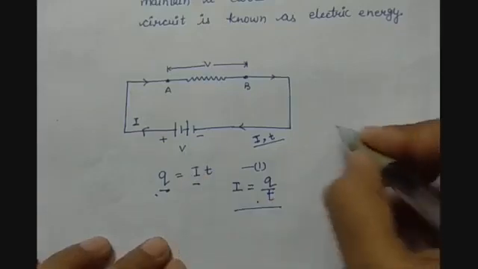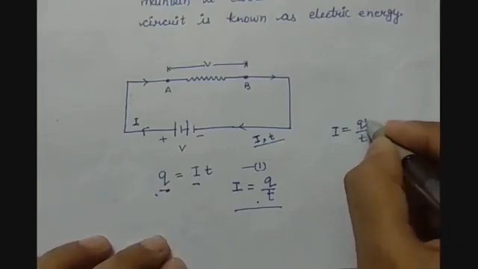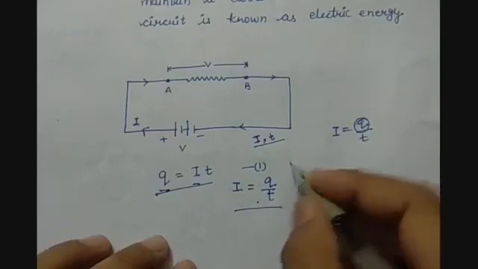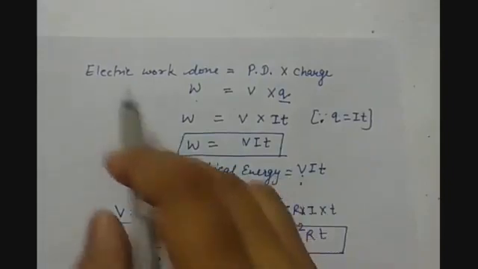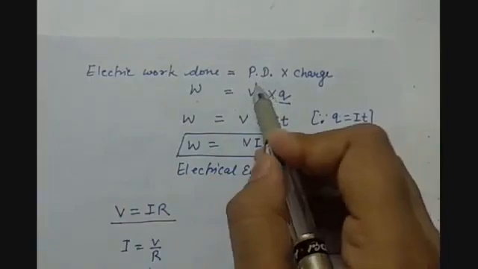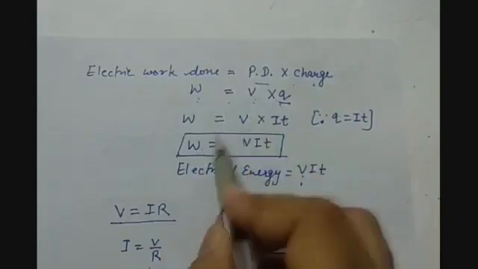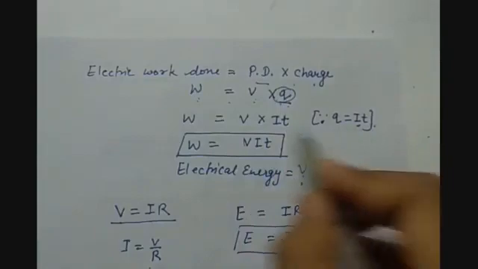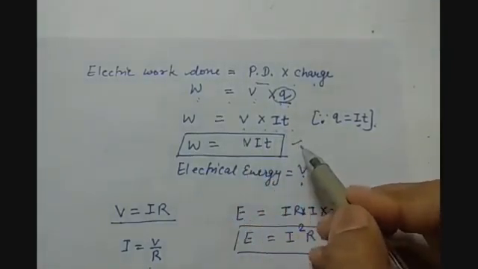So as we know that I current flowing is equal to the charge flowing per unit time. So we can calculate the value of Q from here. So Q is equal to I into T. So this is our equation number 1. Now if we have to calculate the electric work done, then that will be equal to V into Q, that is potential difference into charge. So W is equal to V into Q. On the place of Q, we can put I into T. So V into I into T. So this is electrical energy, that is VIT.